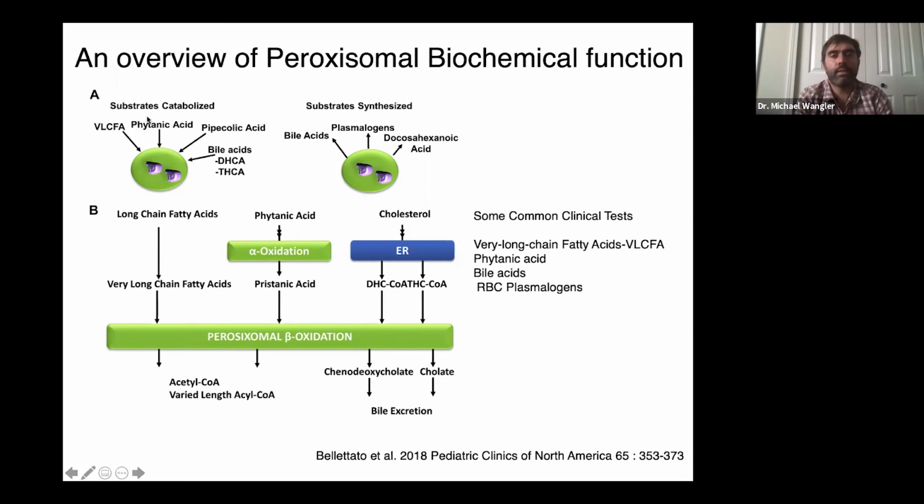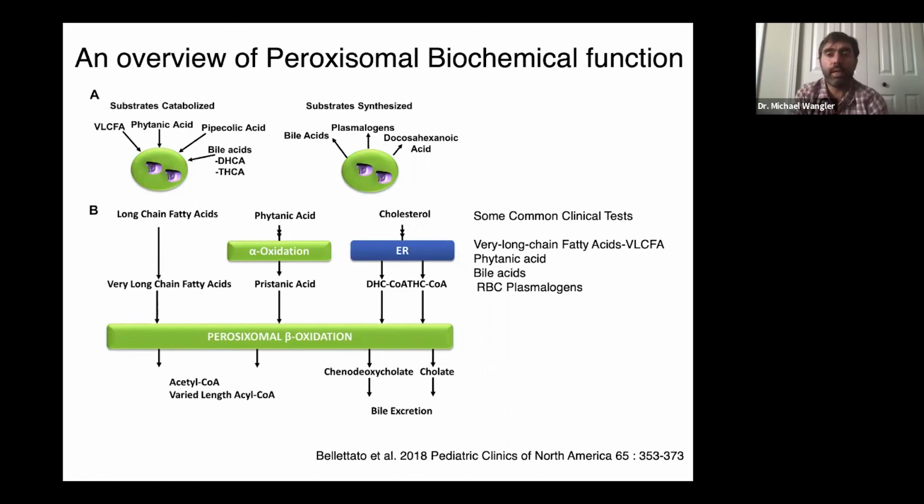The key ones that we're going to talk about are the very long chain fatty acids. Those are lipids that we really need peroxisomes to break down. And then bile acids and plasmalogens, those are key lipids that you need the peroxisome to make. The bottom shows a little more detail, where the very long chain fatty acids and things like phytanic acid go through the same system. The same enzymes do the same work for these different types of fats.